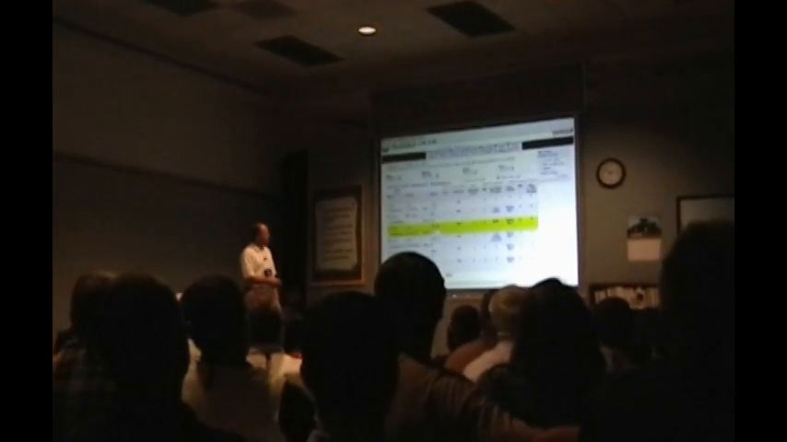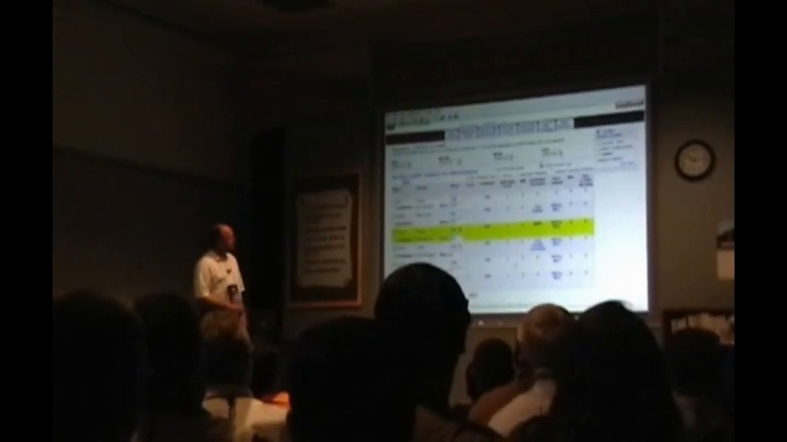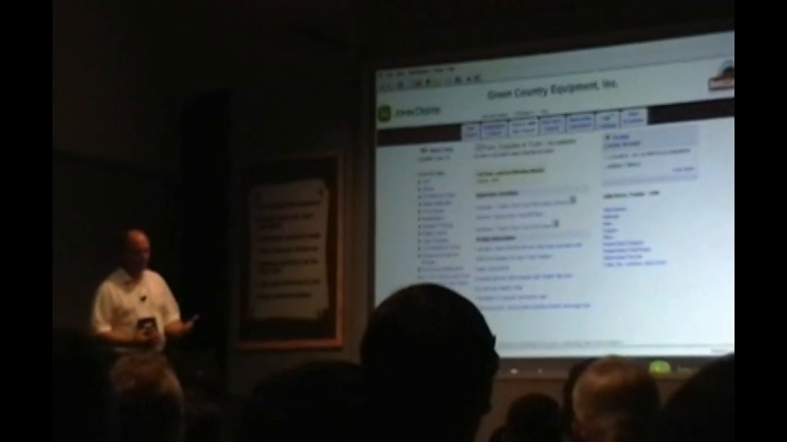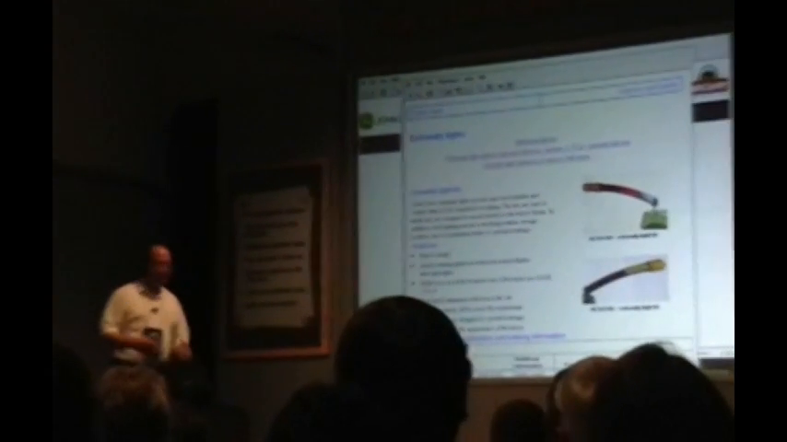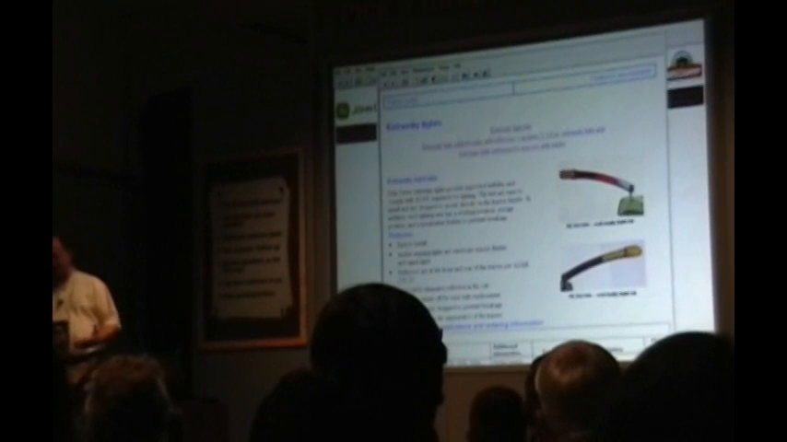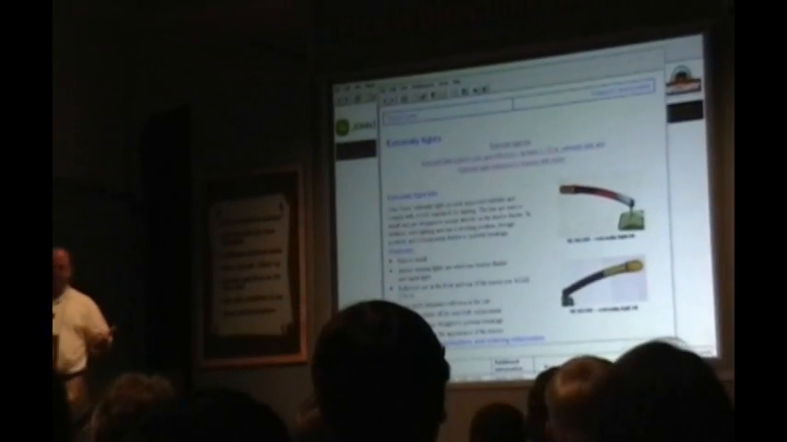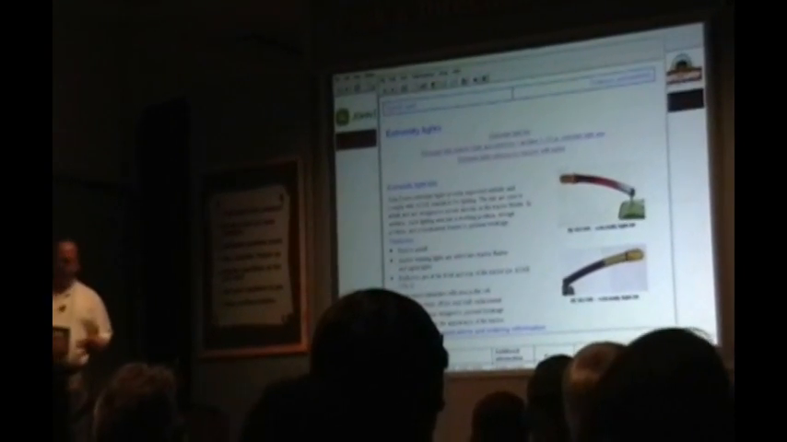If we go take a look at the JDM search on that 7610 tractor, we'll see that Parts Marketing has also provided more information on extremity light kits. And so if we open that up, we've got a nice marketing document here. It's got pictures, it's got features, it's got benefits.